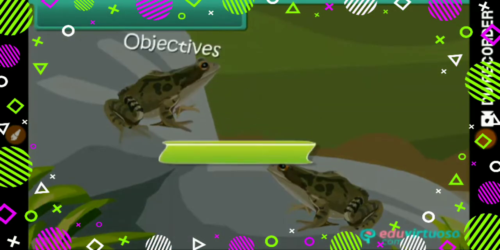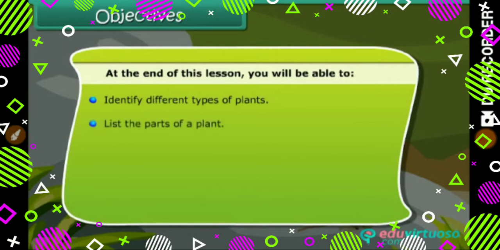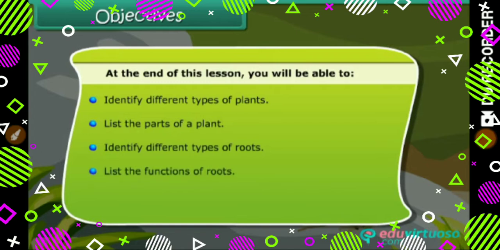Objectives. At the end of this lesson, you'll be able to identify different types of plants, list the parts of a plant, identify different types of roots, list the functions of roots, and understand the structure and function of a stem.